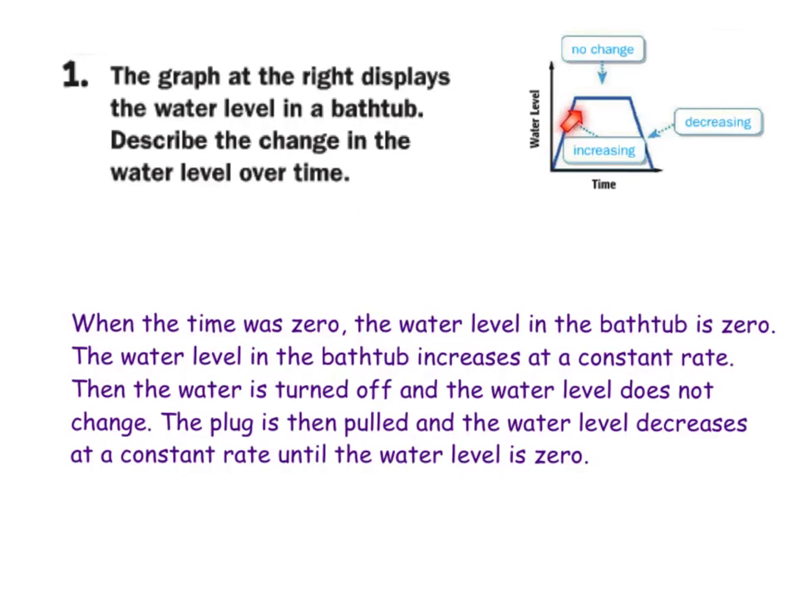We know it's a constant rate because it's going up, so the slope is the same, so the same rate. Then the water is turned off and the water level does not change. Then the plug is pulled and the water level decreases at a constant rate until the water level is 0.